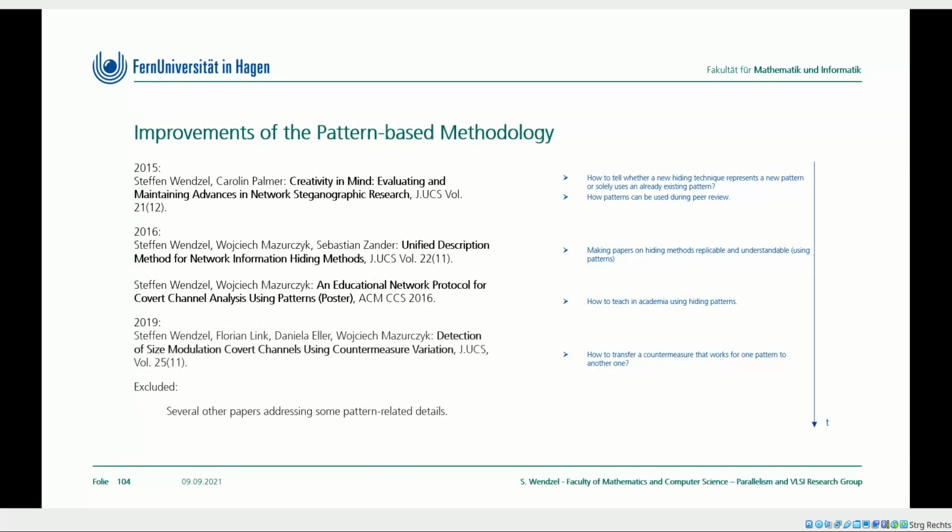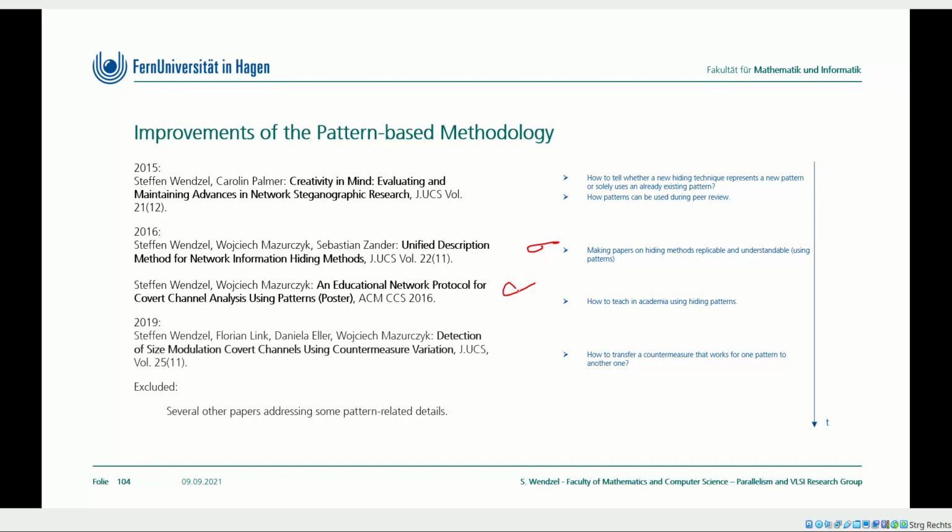Improvements of terminology. Well, in this paper it was analyzed how patterns can be used during peer review and how one can tell whether a new hiding technique represents a completely new pattern or whether it's a subform or a representation, some more evidence for an existing pattern. Then next thing was for research to be more comparable, one needs a unified method of describing hiding methods, also using patterns, and this was done in this paper here.